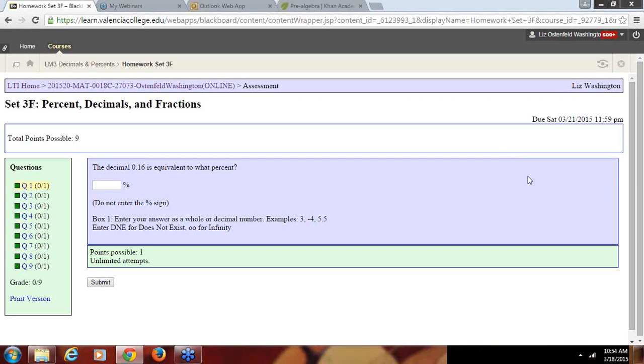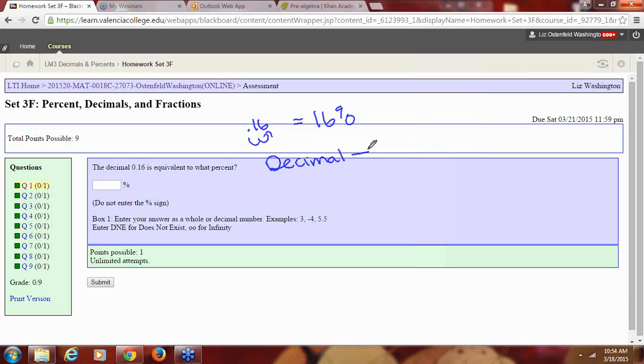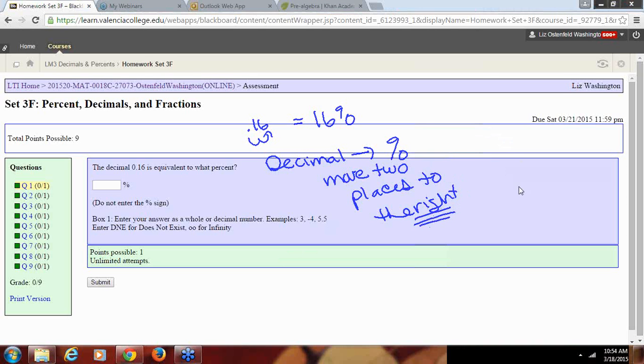All right, here we go. We're going to convert this decimal to a percent. So 0.16 is actually the same as 16%. You just move the decimal 2 places to the right. So when you're converting decimal to percent, you move 2 places to the right. Okay, that's the rule. See what else we have here.